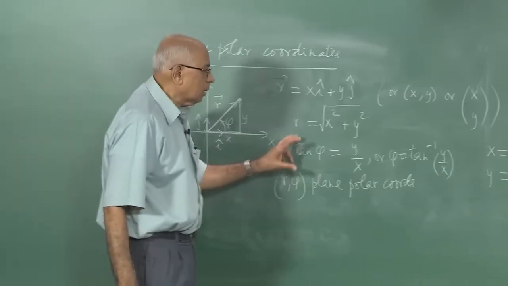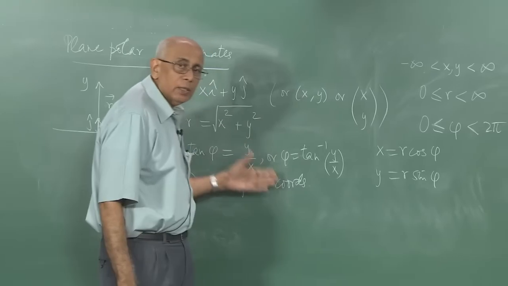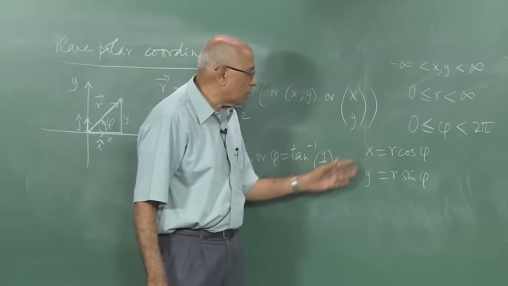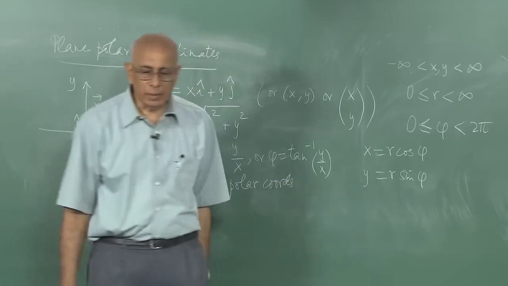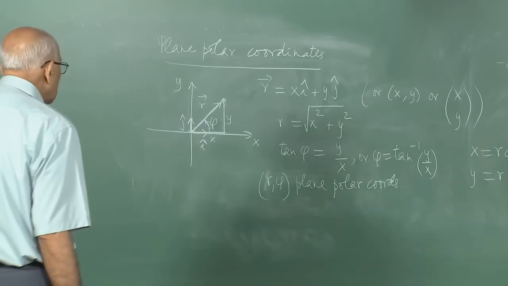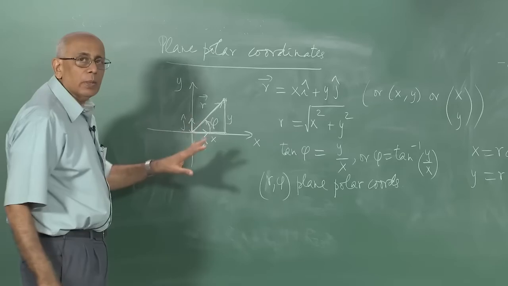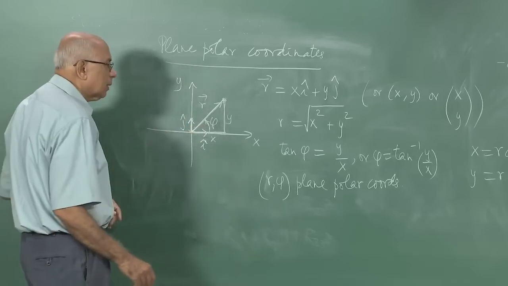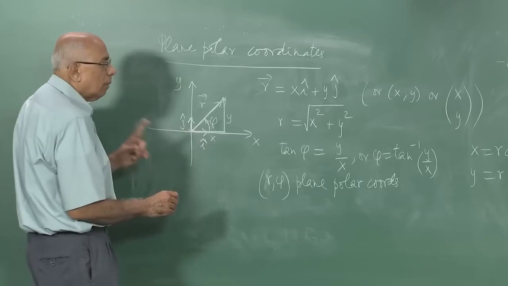So you have either this set of relations going from Cartesian to plane polar or from plane polar to Cartesian via this transformation here. Now whenever you have such a mapping from one set of coordinates to another, it's the same plane that we are talking about but two different descriptions. There are some things called mapping singularities.